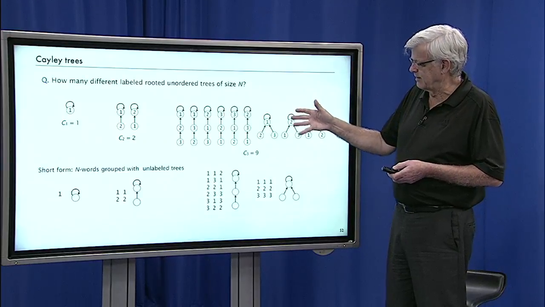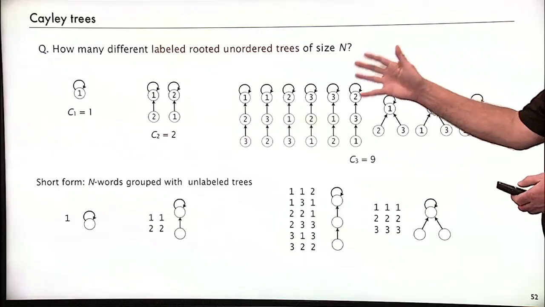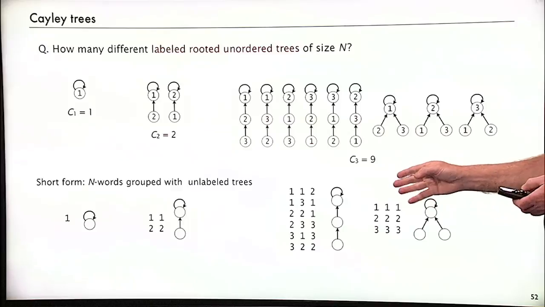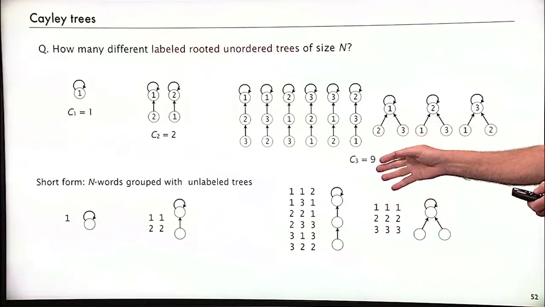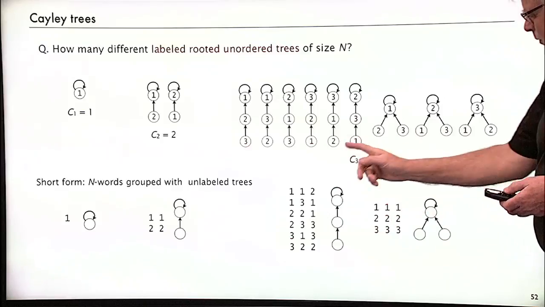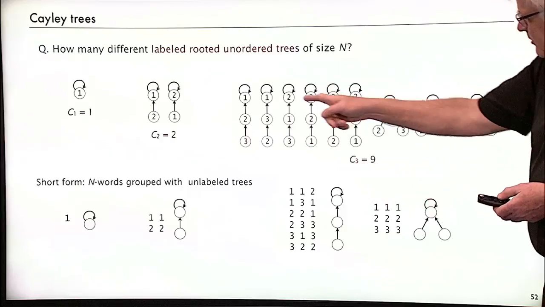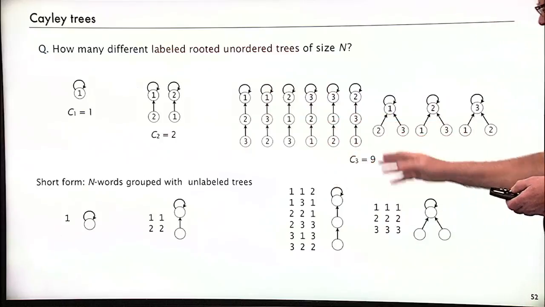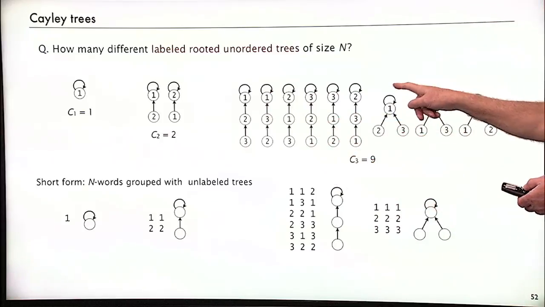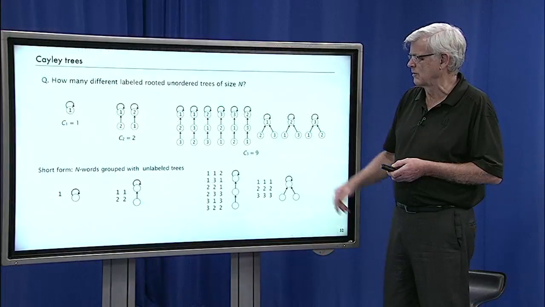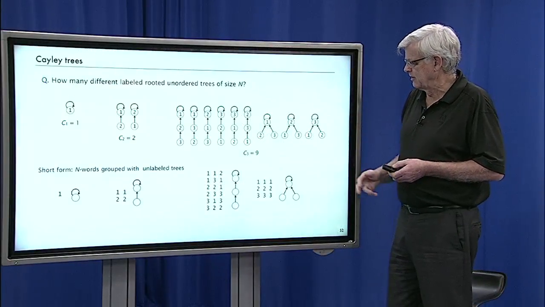Now, rather than write out all the possibilities, the short form to do this is to just write the unlabeled trees and then write all the n-words that give those same trees. So for example, 1, 1, 2, so that's this first tree here. 1 points to 1, 2 points to 1, so that's 1, 1, and then 3 points to 2, and so forth. 1, 1, 1, that's 1, 2, and 3 all point to 1. So that's the n-word, and that's the tree structure that comes out of it for all those cases. So that's Cayley trees.